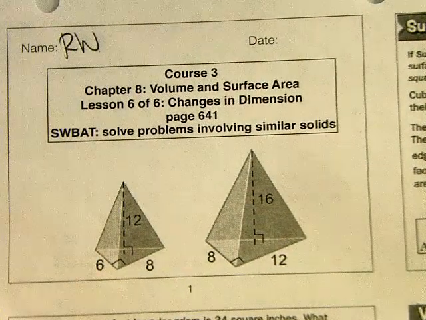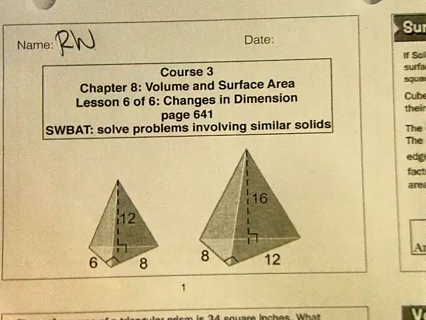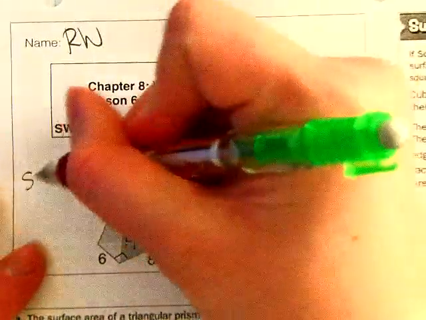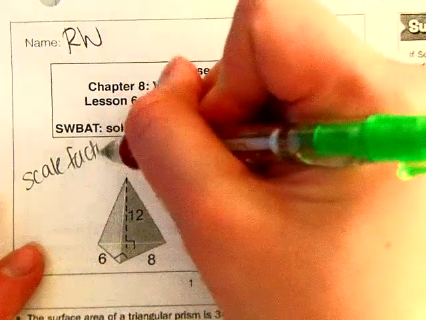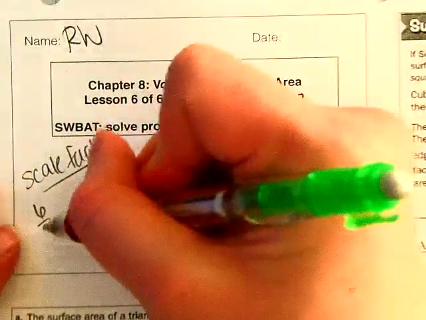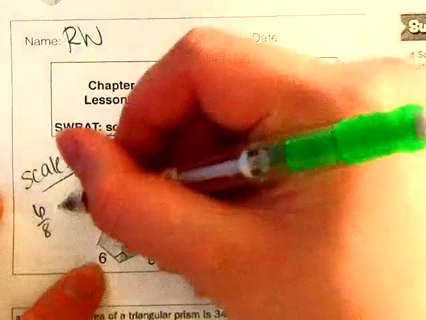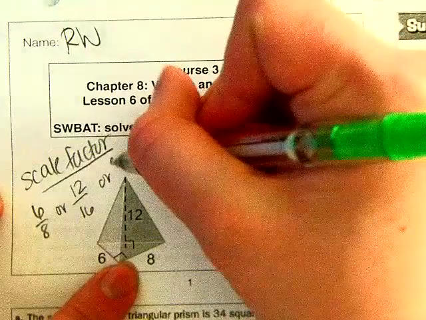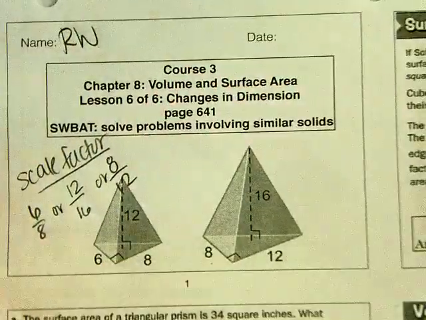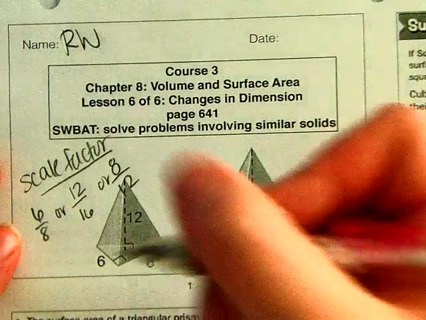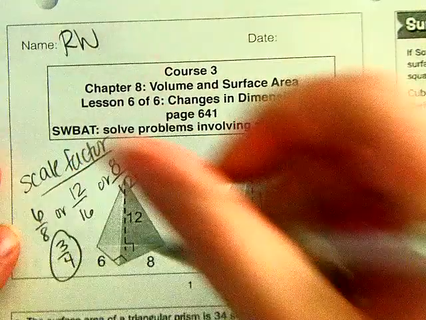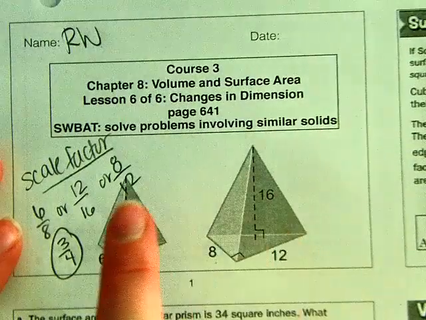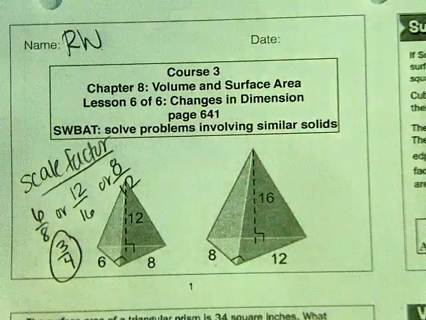So if you remember, we talked about scale factor a long time ago, and that's corresponding side to corresponding side. So the scale factor for this particular pyramid would be 6 over 8, or 12 over 16, or 8 over 12, since I'm giving all those corresponding sides, which all reduce to 3/4. So this one is 3/4 the size of this, or flip it around, this one's 4/3 the size of this, or 1 1/3, so it's bigger.